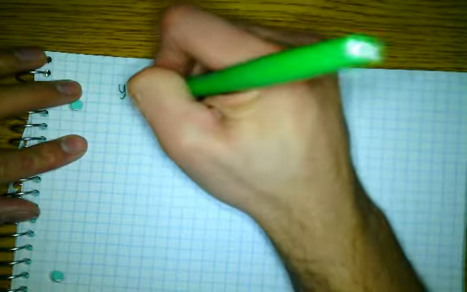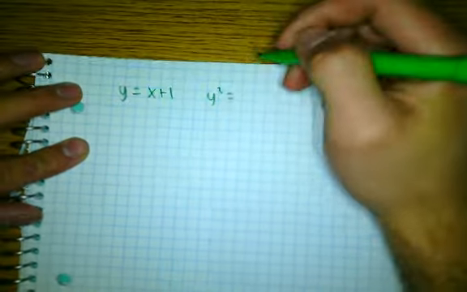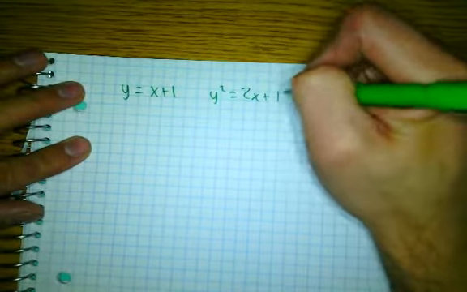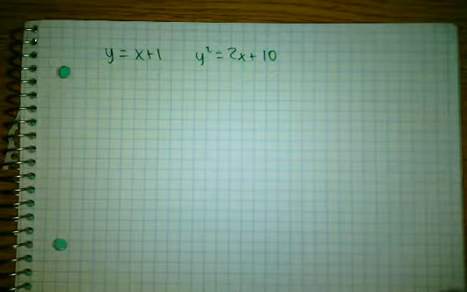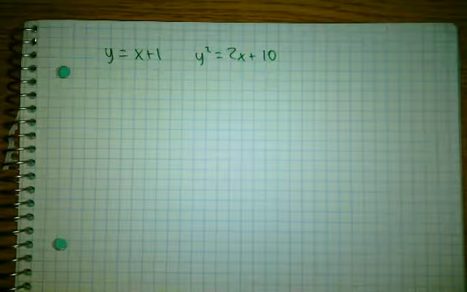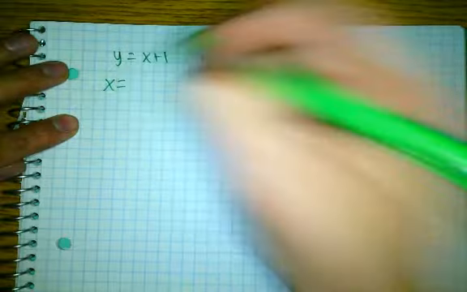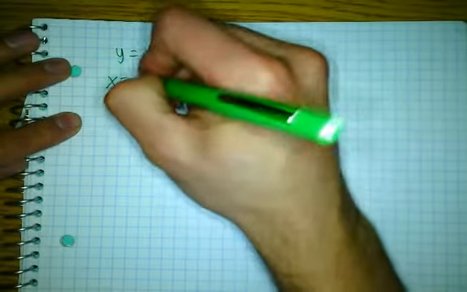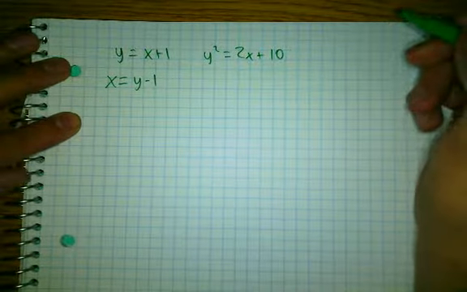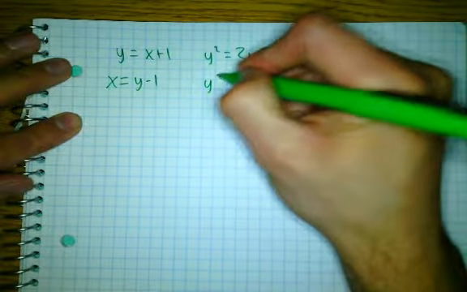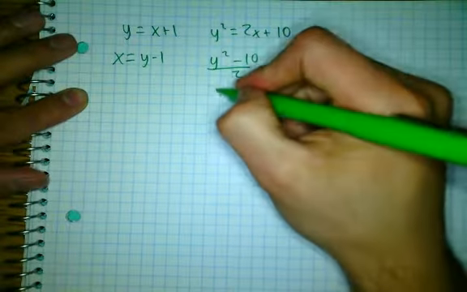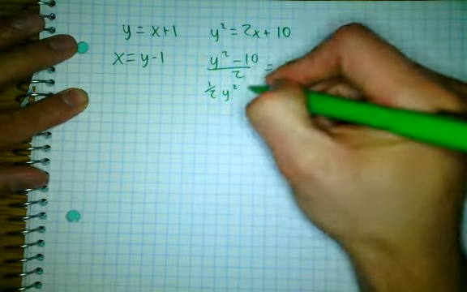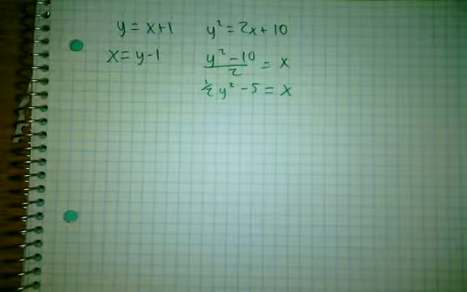Remember that you had your equations as y equals x plus 1 and y squared equals 2x plus 10. In order to use integration with respect to y, you need to solve both equations for x so that they are in terms of y. So the first equation would be x equals what? y minus 1. And the second equation would be what? y squared minus 10 over 2 equals 2x. And I can clean it up a little bit by saying that is 1/2 y squared minus 5 is equal to x. You guys agree?